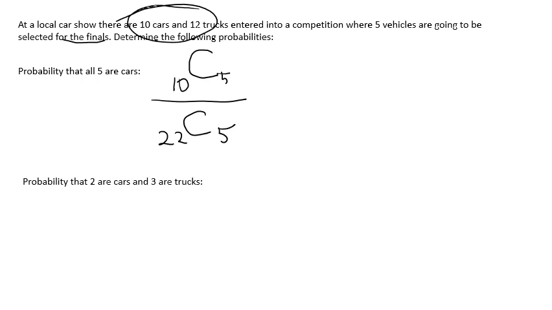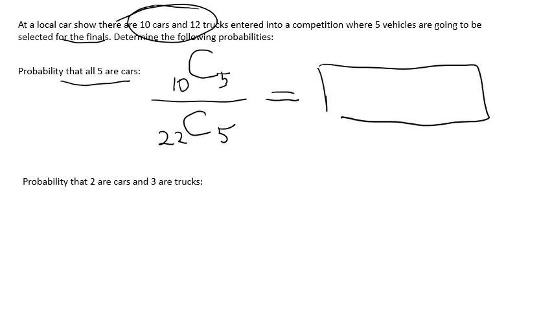We're picking 5 vehicles from 22. We didn't say they had to be cars. We didn't say how many had to be trucks. We're asking the probability that when we do select, they turn out to be 5 cars. Well, definition of probability, how many ways we can pick 5 cars from 10, how many ways we can pick 5 from 22 in total. I'm going to leave this for you to do in terms of the math.